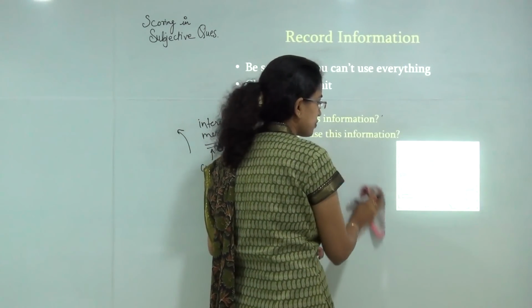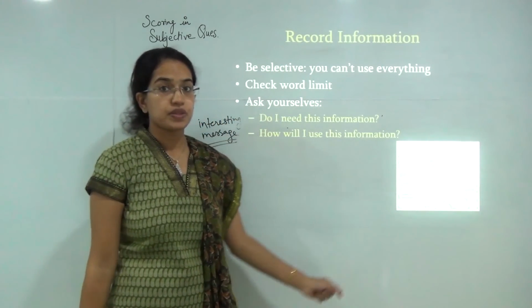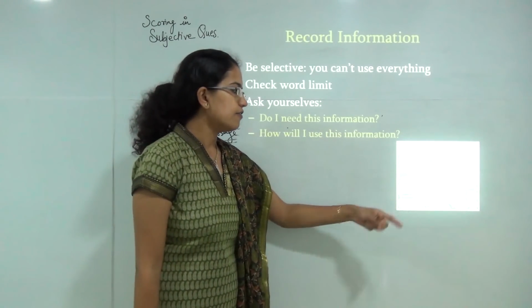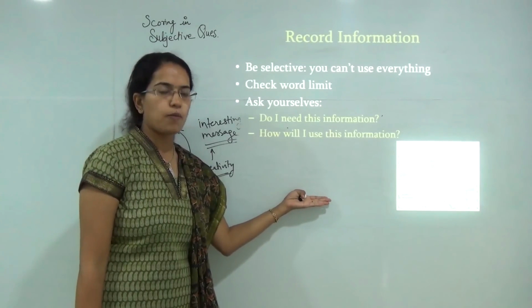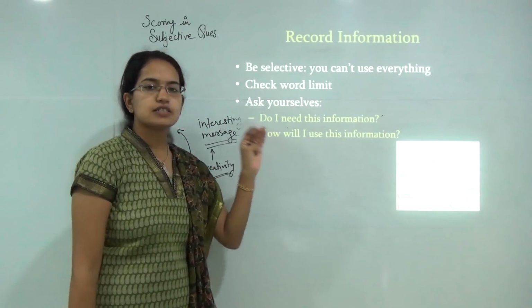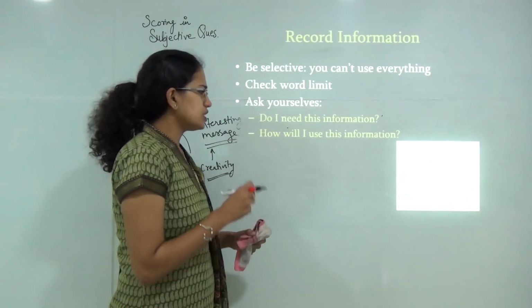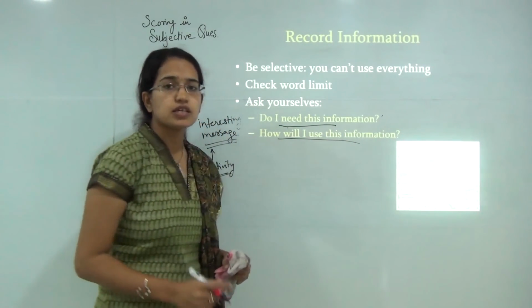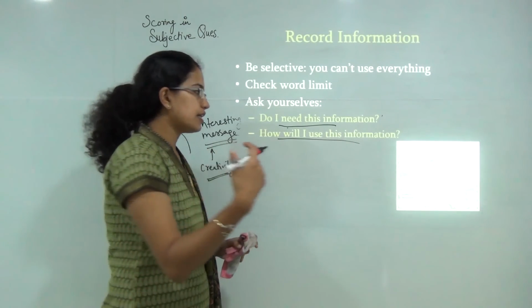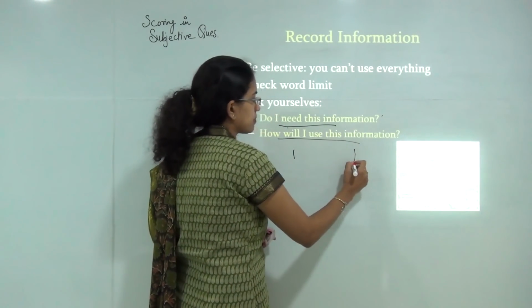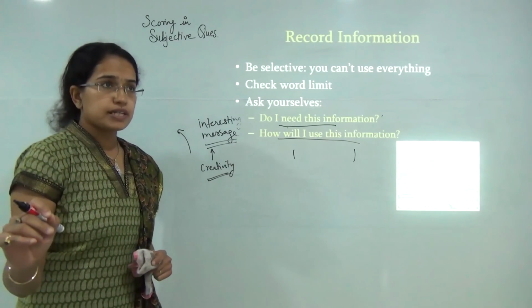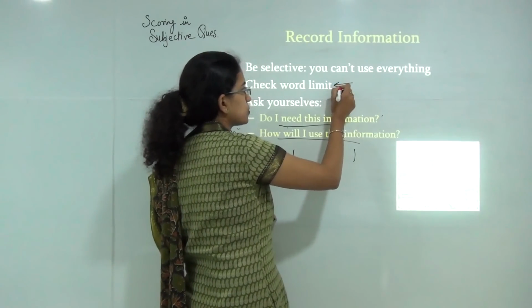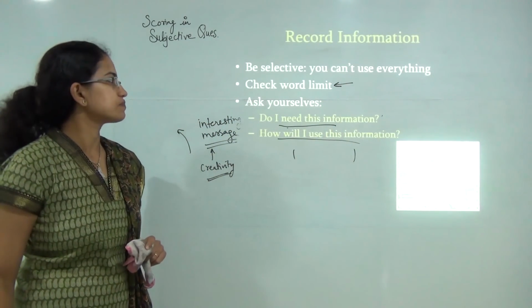Now, recording the information is very important. For example, even if you are studying, you have a bulk of books around you, but you try to understand what information is useful and what is not. Similarly, when you are presenting it in your examination copy, it should be very clear whether this information is useful or not. So just before writing down, ask yourself, do I need this information? How will I use this information? If you have these two questions in mind, you will definitely try to answer the question in a much more systematic manner. For some examinations specifically, there is a word limit that is prescribed. So try to stick to the word limit and not exceed it.